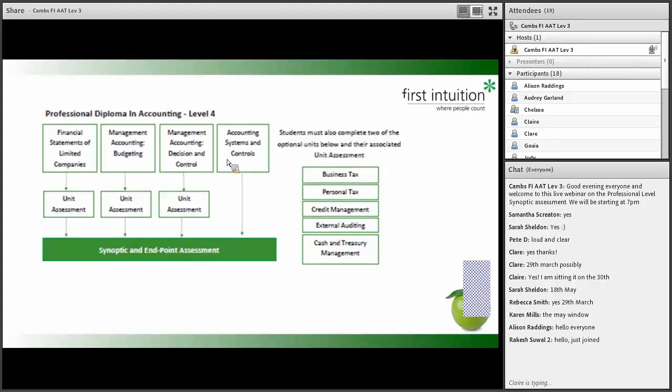And the accounting systems and control, which is also a full unit in itself, is only assessed as part of the Synoptic assessment. It has no individual unit assessment of its own. So we just need to bear that in mind, that this whole unit is being assessed only in this place. So there's going to be quite a lot of emphasis on these accounting systems and controls, as well as picking up on knowledge on those other 3 core papers.